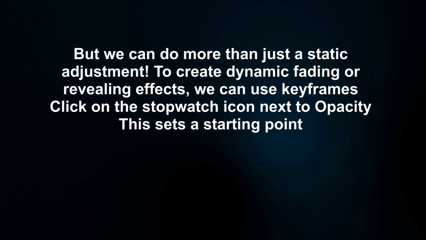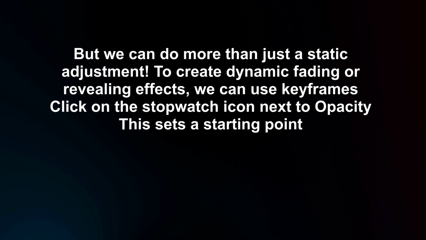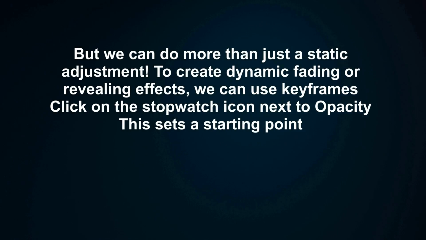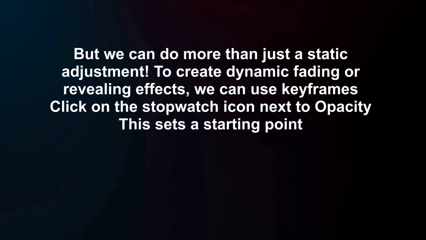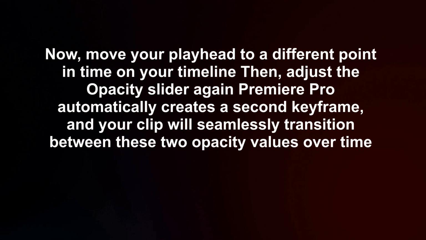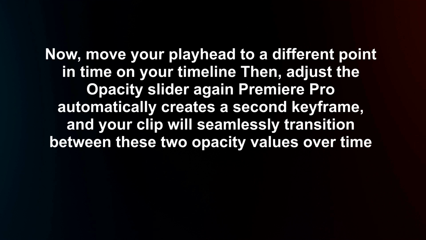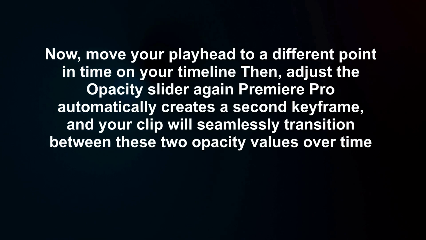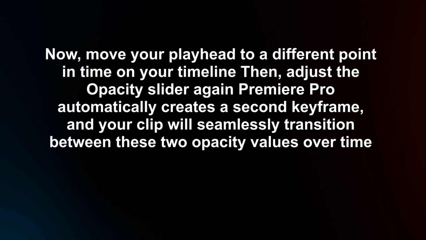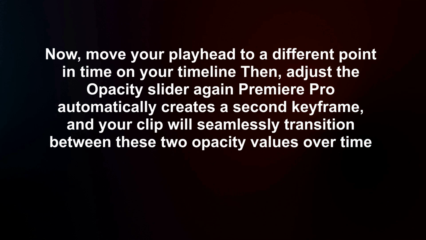But we can do more than just a static adjustment. To create dynamic fading or revealing effects, we can use keyframes. Click on the stopwatch icon next to opacity. This sets a starting point. Now, move your playhead to a different point in time on your timeline, then adjust the opacity slider again. Premiere Pro automatically creates a second keyframe, and your clip will seamlessly transition between these two opacity values over time.